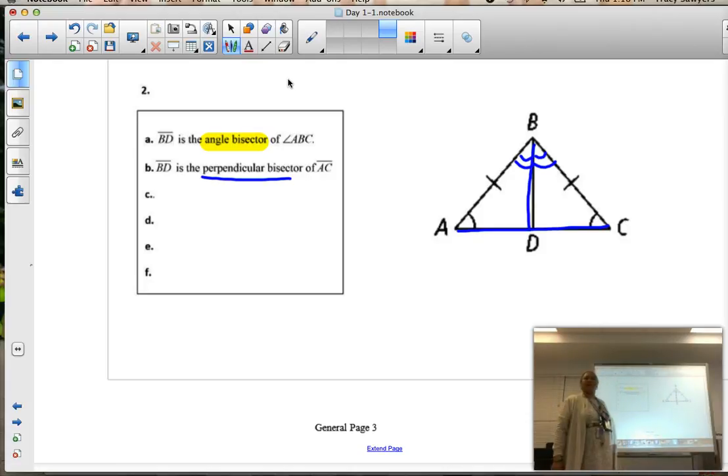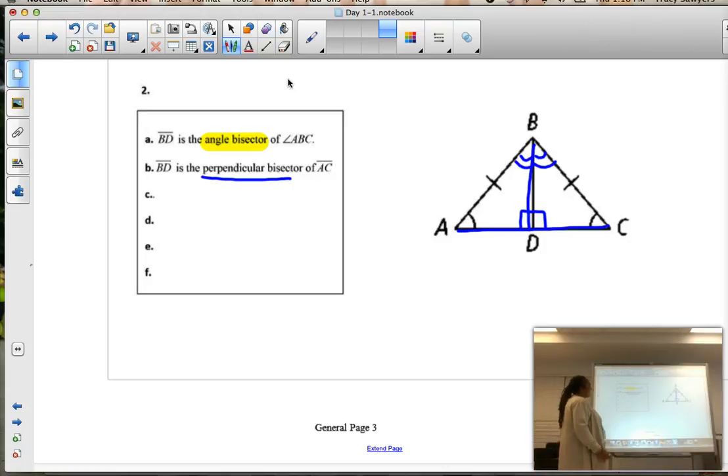How do I show that in a diagram? What do I put on this diagram to show that it's perpendicular? A little box. Okay, so that means that it's 90 degrees. And if it's 90 over here, this one has to be 90. You don't have to put both boxes. We accept you putting one.